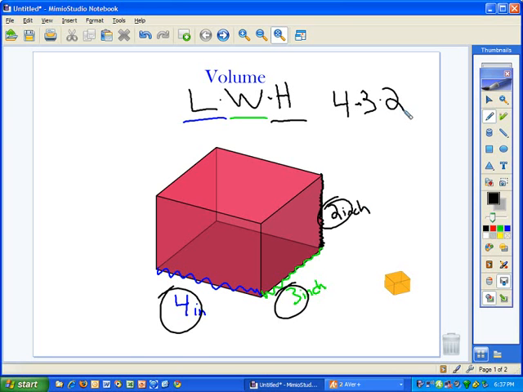And you can go ahead and do one of these at a time. We could go ahead and take 4 times 3, which is 12, and then we know 12 times 2 equals 24. You cannot get full credit for just leaving it 24. You have to label it. We know our units are inches, and because they are cubic units and it's volume, it is 24 inches cubed, or 24 cubic inches.